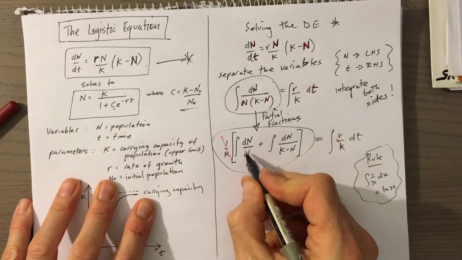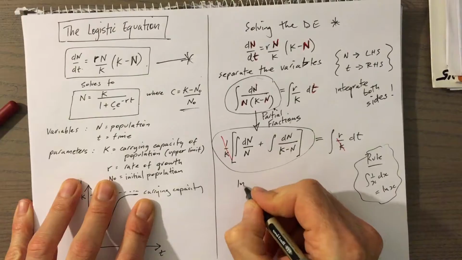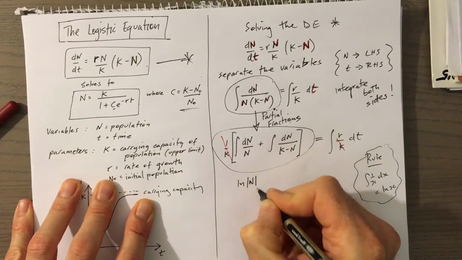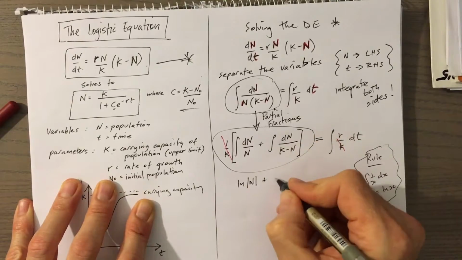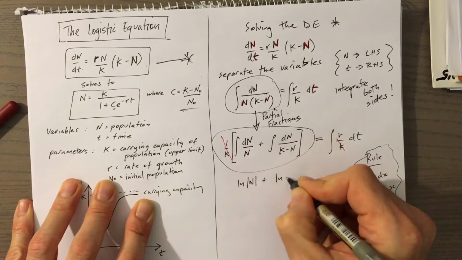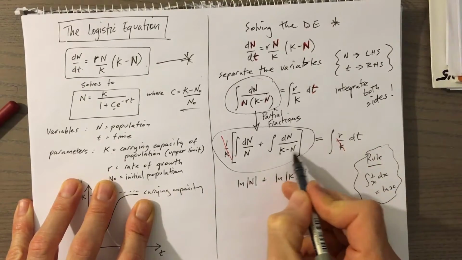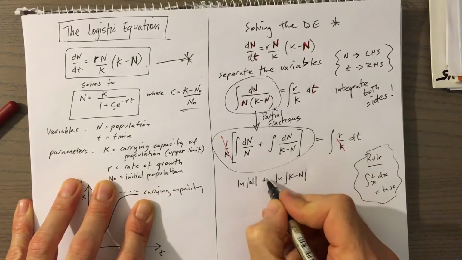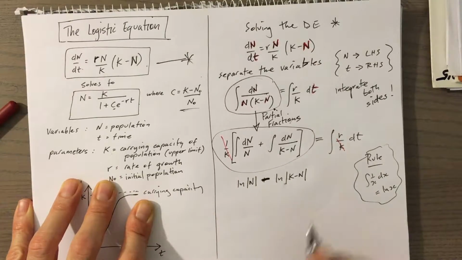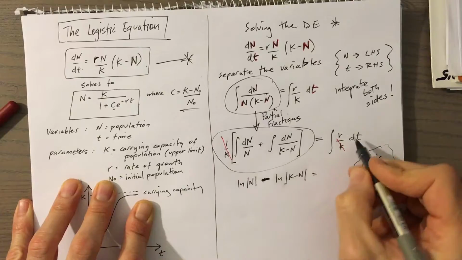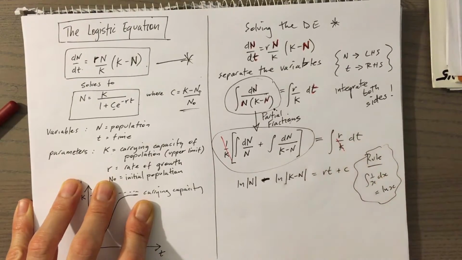Here the integral of 1 on n with respect to n will just be the natural log of n, absolute value. Over here, this will be the ln of k minus n, but we have to differentiate this, and we get -1 from that, so that becomes a minus. Over here, integrating this is just going to be RT, plus some constant of integration.